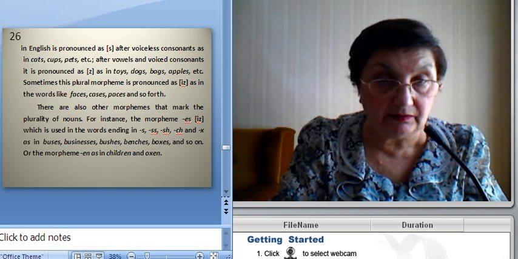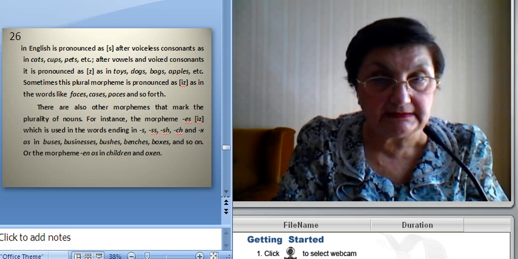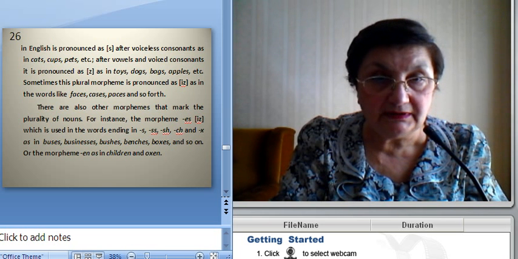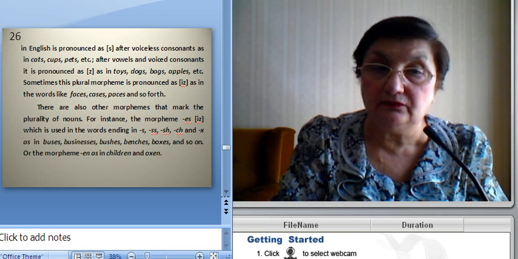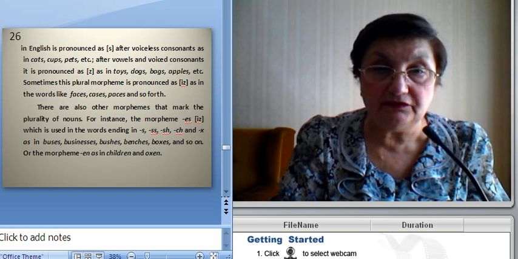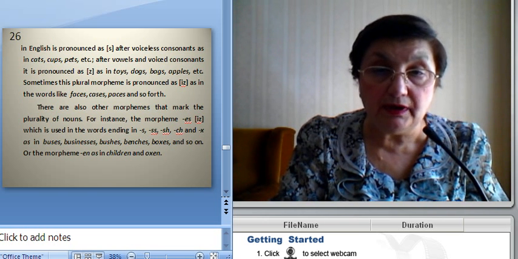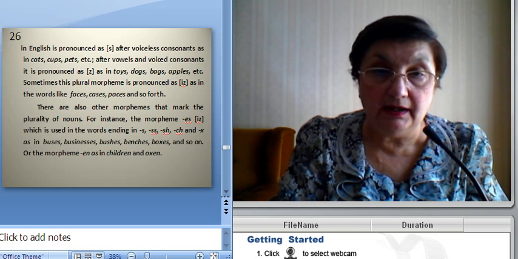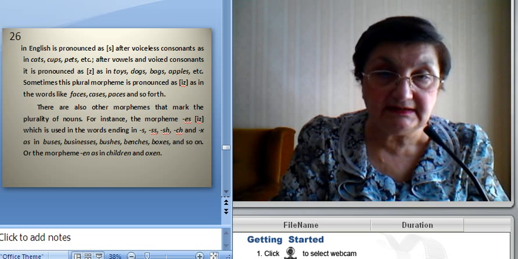There are also other morphemes that mark the plurality of nouns. For instance, the morpheme es, which is used in words ending in s, double s, sh, ch, and x, as in buses, businesses, bushes, benches, boxes, and so on. Or the morpheme en, as in children and oxen. For such cases, linguists use the term allomorph.